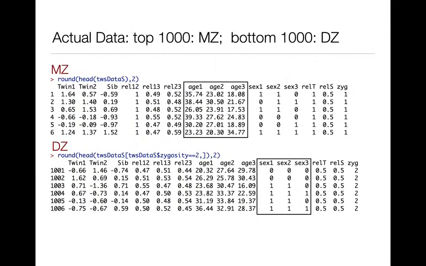Here the data set includes about 1,000 MZ twin pairs, which are at the top of the file, and at the bottom are the DZ twins. And you can see the difference in both their rel-T values as well as in the rel-1,2, which is the expected relationship for twins, which is 1 for MZs and on average 0.5 for DZs.